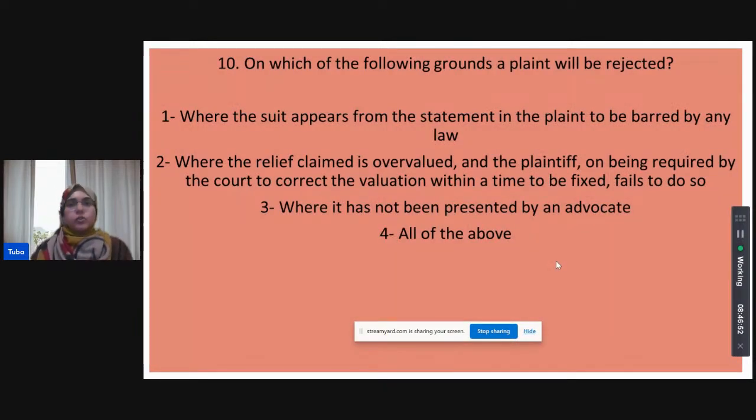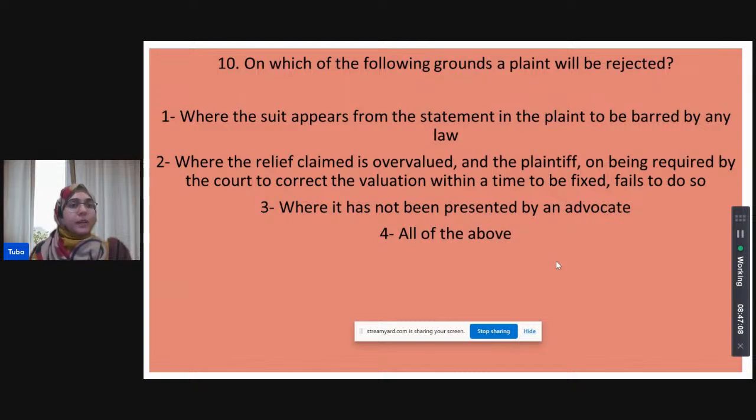Question 10. On which of the following grounds will a plaint be rejected? So we should again know this. We are preparing for judicial services examinations. As judges of tomorrow, we should know what are the grounds for rejecting a plaint. So when will you reject a plaint?